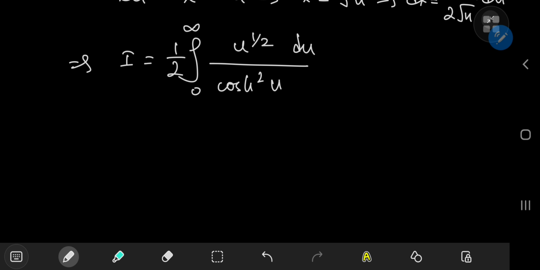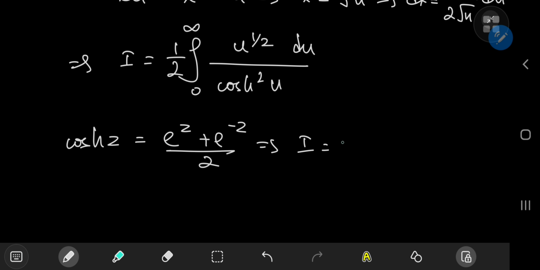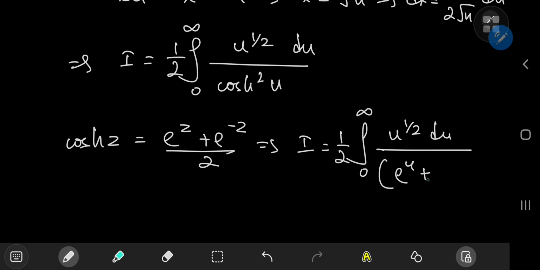And next up, we can expand using the definition of the hyperbolic cosine. So cosh z equals e to the z plus e to the negative z divided by 2, right? So this implies that we can write I as 1/2 of the integral from 0 to infinity of u to the 1/2 du divided by e to the u plus e to the negative u squared.